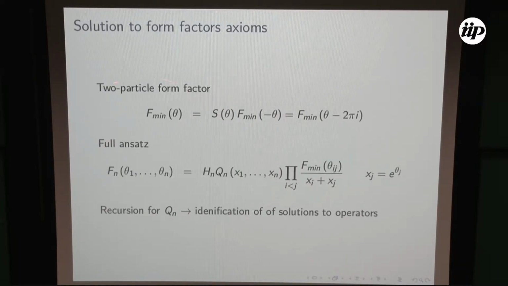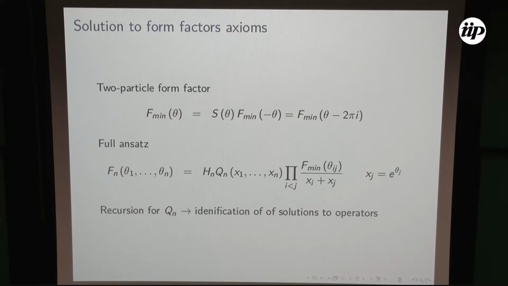You take the two-particle form factor, which you can call the minimal form factor, depending on the two rapidities. Since it's a relativistic theory, it only depends on the difference of the rapidities, denoted by theta. From the exchange axiom you have this relation, and from the cyclicity you have this other relation. And knowing the S-matrix, many times you can write down a function for this minimal form factor, which can be quite involved with an integral representation, etc. But basically, it can be calculated.